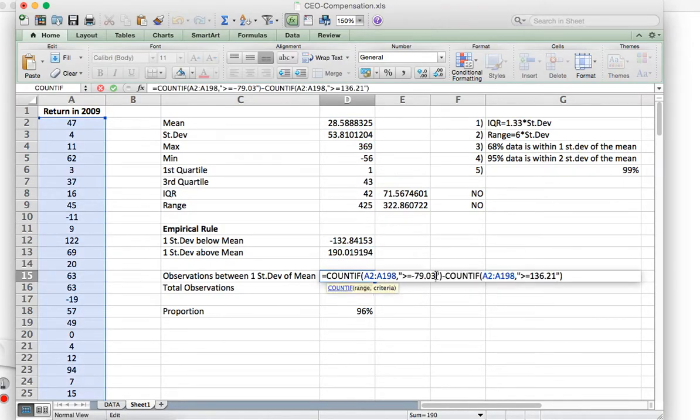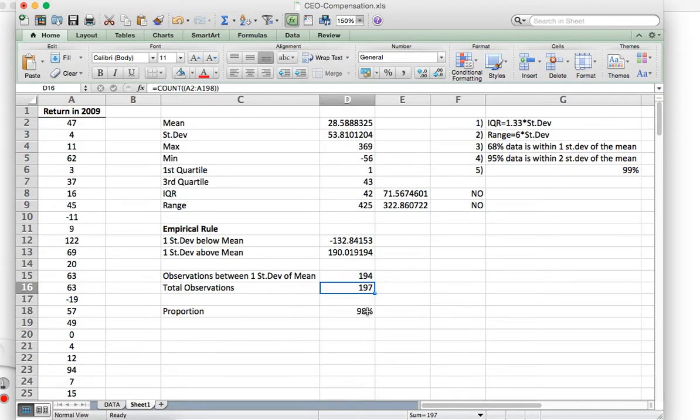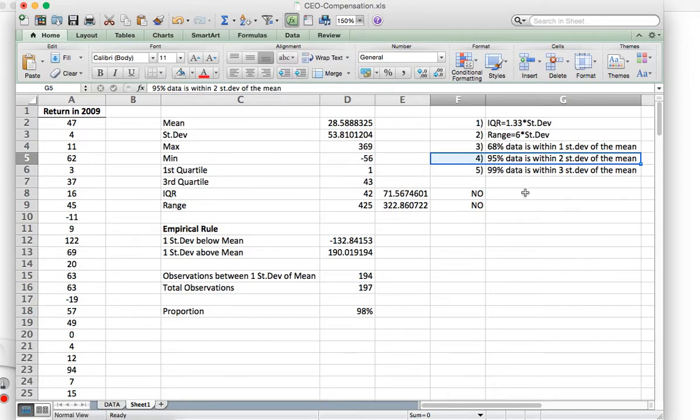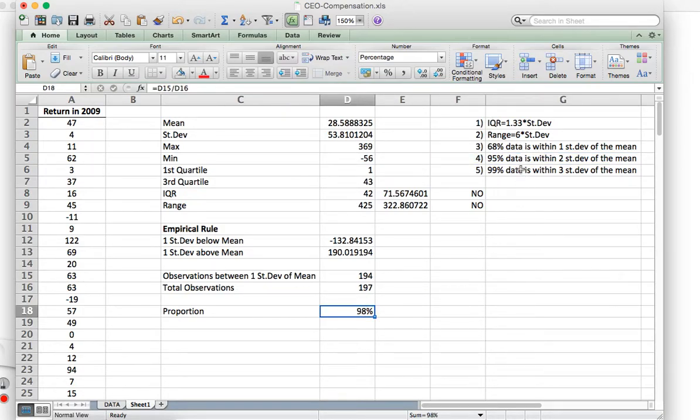And I will have to change this now. Minus 132.84, and this would be now 190.02. So yeah, 98%. So it's smaller than 99%. So let me type it fully: 98% of data is within 3 standard deviations of the mean. So we only approached it; our data is more or less conforming to this rule, but all of those rules are off by almost one notch.